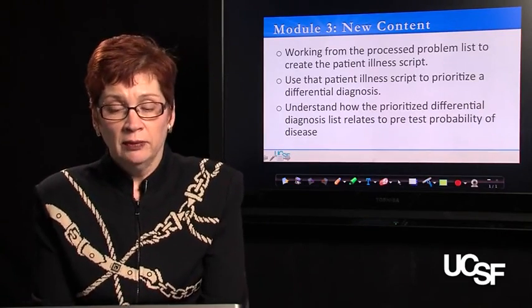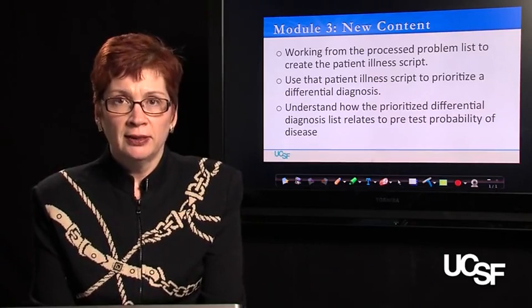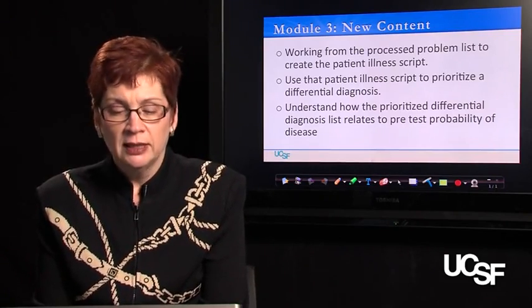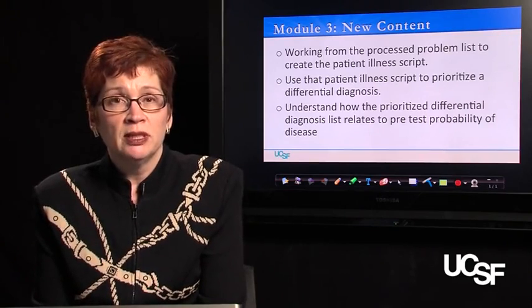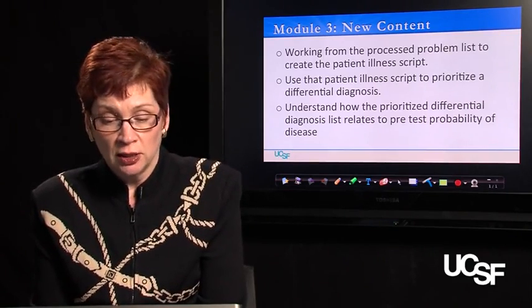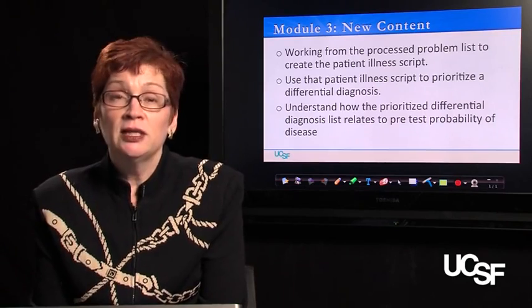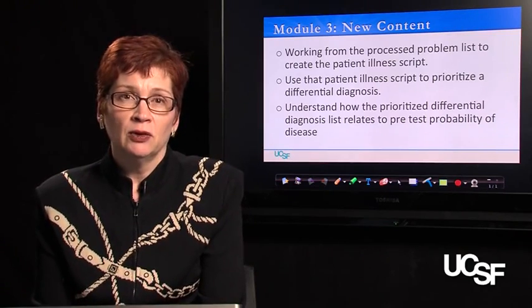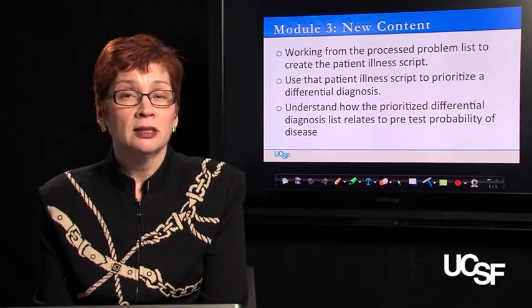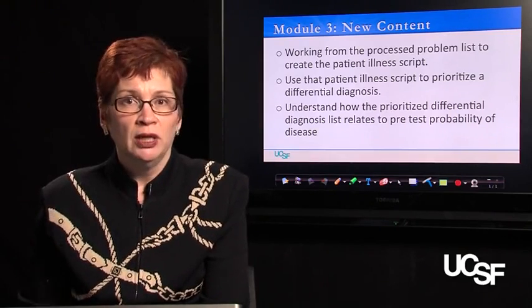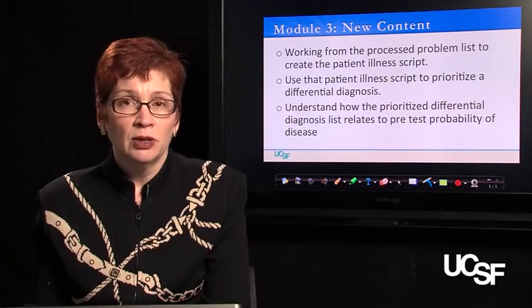So in Module 3, we're going to start from processing, develop a process problem list, and then use that process problem list to create a problem representation which we'll call the patient illness script. We're then going to use that patient illness script to prioritize a differential diagnosis and demonstrate how that prioritized differential diagnosis can be used to choose and interpret the right tests in a pre-test probability way. So let's turn our attention to the development of a patient illness script.